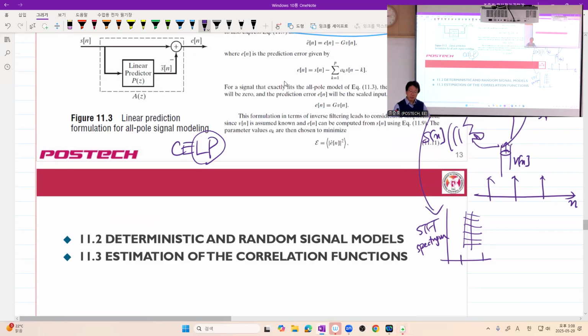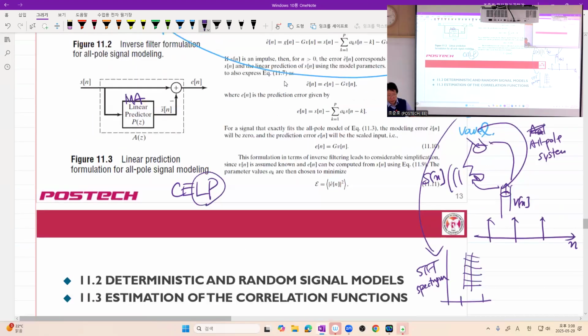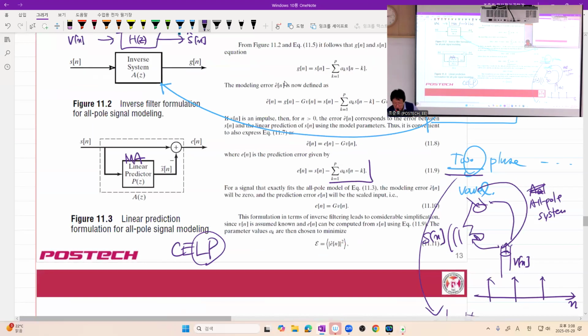this LP means linear prediction. Because this is a moving average system, we have a linear prediction part in our model. And what is this C and E? This is code and this is excited.